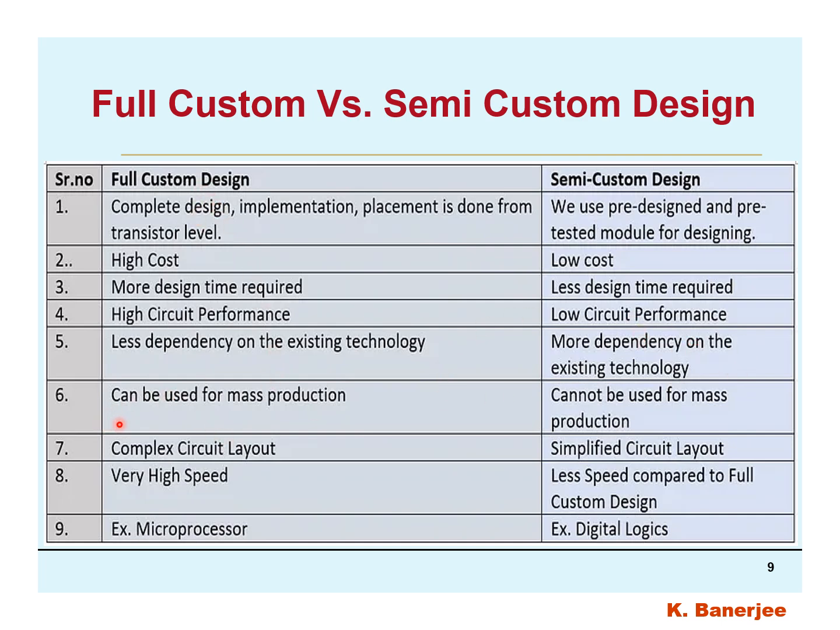Full custom design can be used for mass production as the performance is very high. But semi-custom cannot be used for mass production. Complex circuit layout, it is already discussed. Here it is simplified circuit layout. Full custom design is of very high speed. Semi-custom design has less speed compared to full custom design. For example, in case of microprocessor chip design, we use full custom design, and semi-custom designing is broadly used in digital logic, like in CMOS designing.